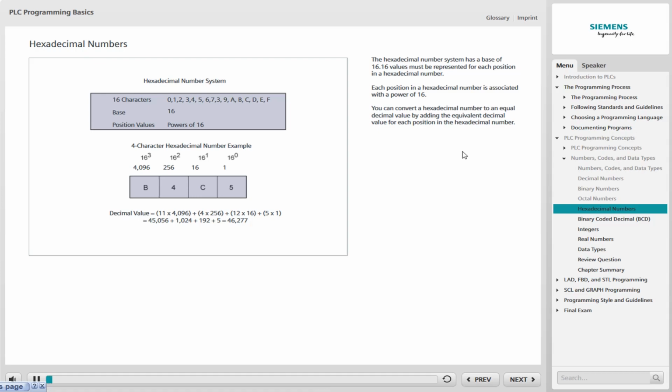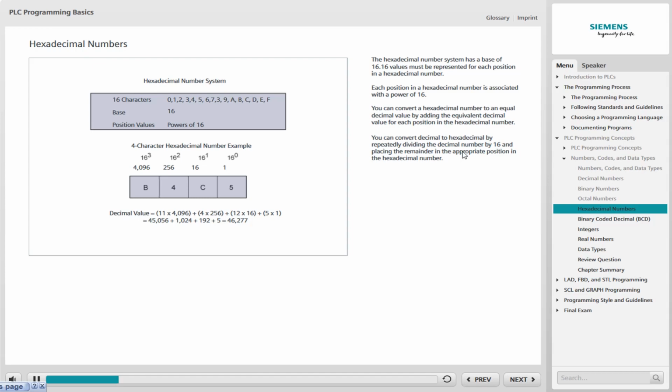The hexadecimal number system has a base of 16. This means that 16 values must be represented for each position in a hexadecimal number. This is done by using the numbers 0 through 9 to represent the first 10 values and the letters A through F to represent the remaining 6 values.